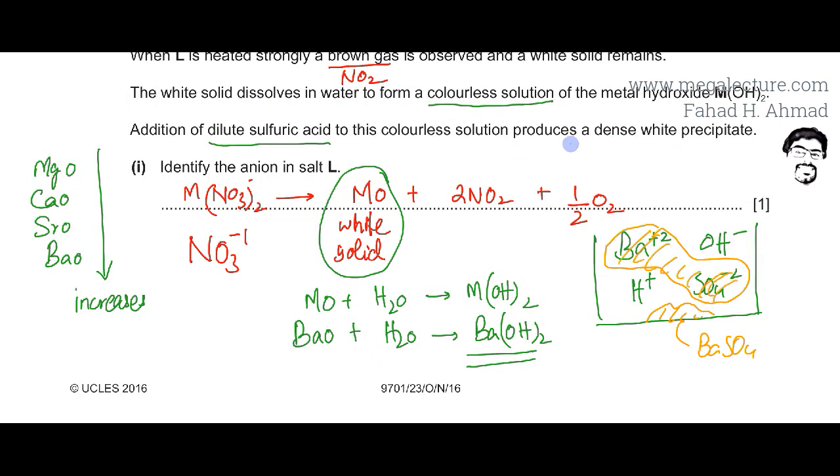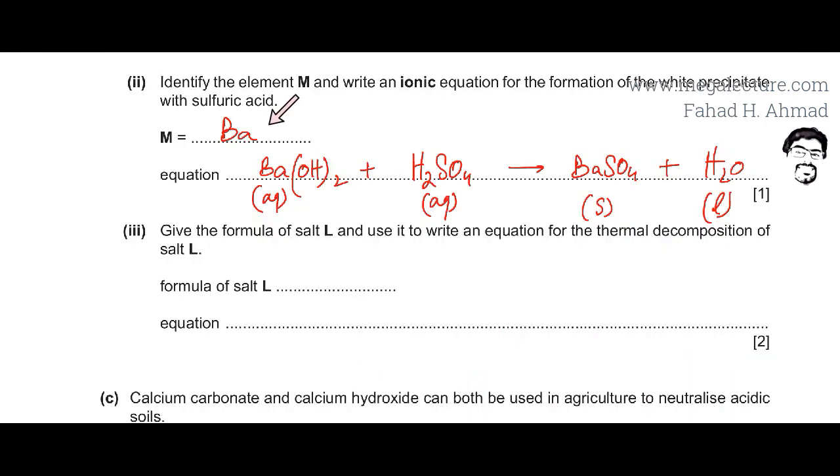And this is what's happening. If you add sulfuric acid, the ions would get together to form a dense white precipitate. So barium sulfate is getting produced. So the most probable answer is, because it has a very soluble oxide, it forms a colorless solution, and because it also forms a precipitate with sulfate ions, it's probably going to be barium sulfate, and the metal in L is going to be the group 2 metal barium. So M is barium, and the equation is going to be barium hydroxide plus sulfuric acid to form barium sulfate, a dense white precipitate, and a water molecule will be produced with it.